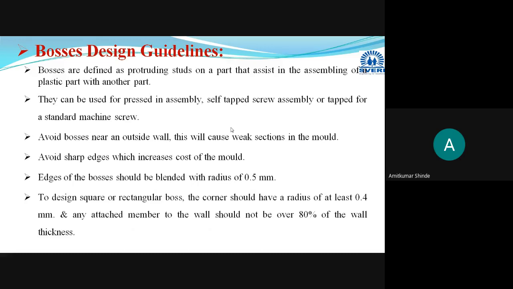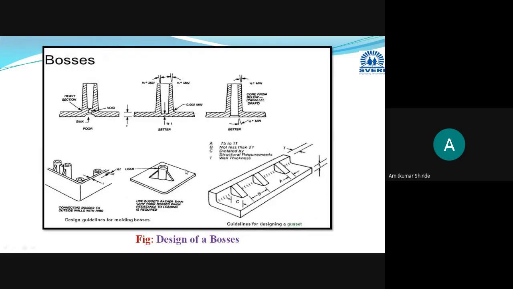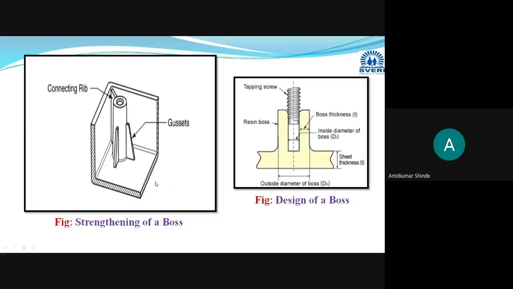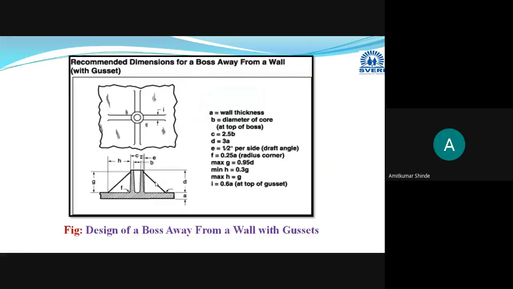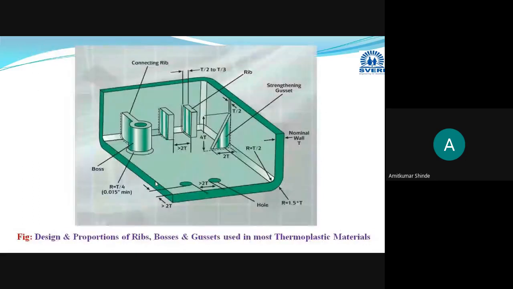Okay, so this is the boss. This diagram you can see here, this cylindrical hollow portion is the boss, and this triangular supporting portion is termed as gusset. Okay, we'll try to search for more diagrams. This cylindrical hollow portion is the boss. In short, you can say that boss is nothing but one protruding stud.